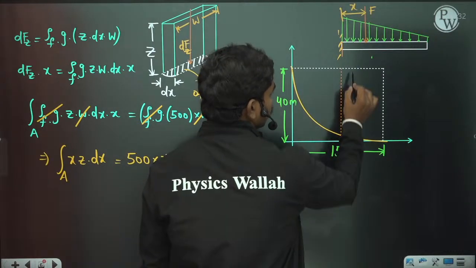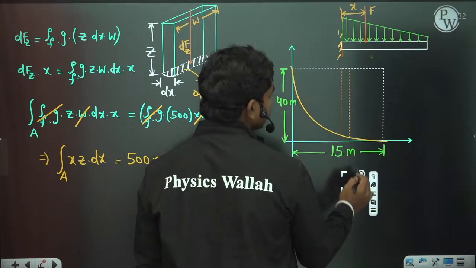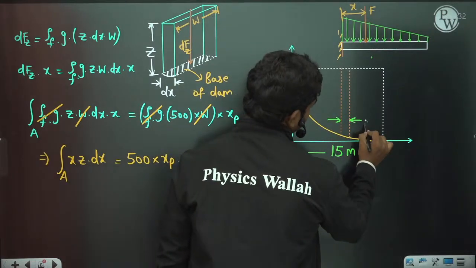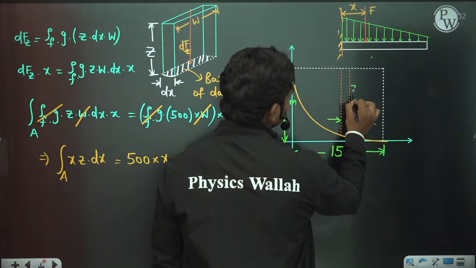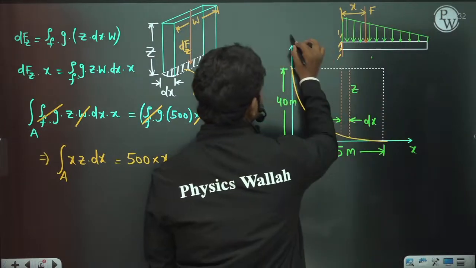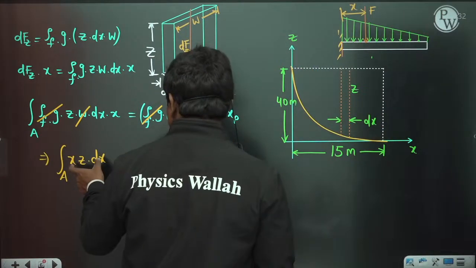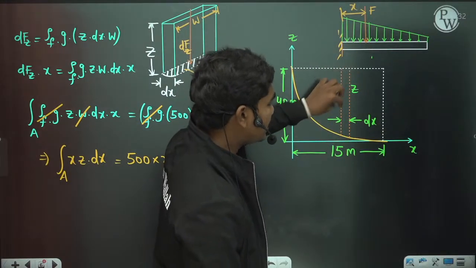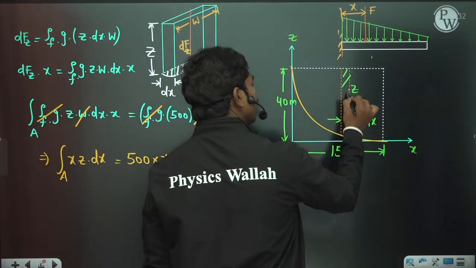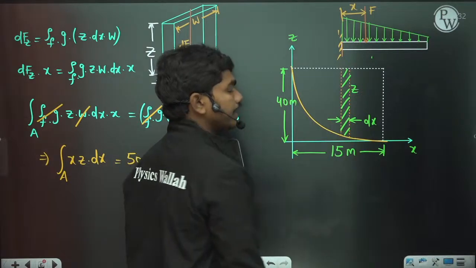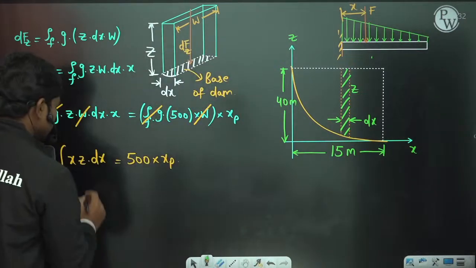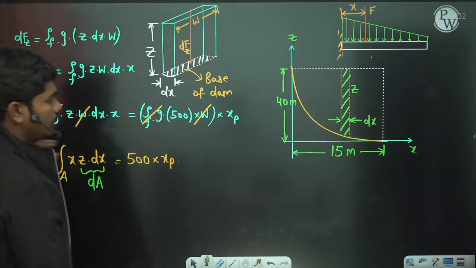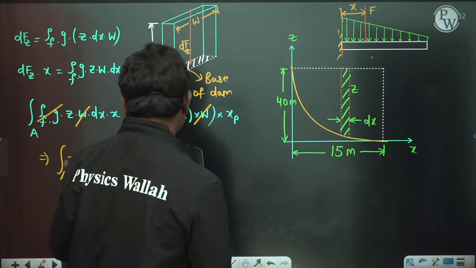Of this area 2, for example, you have taken some small element like this. Now this dimension is dx and this height is z, of course. So this is x and this is z. Now you want this z into dx. In this two-dimensional area, can I write z into dx as a small elemental area? Correct, I can write this. So in this equation, z into dx can be replaced as some small area dA. Now this expression is nothing but x into dA.